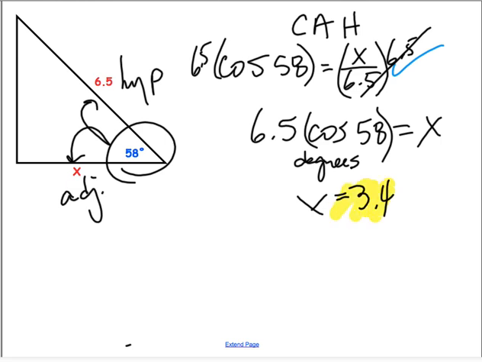And now all I got to make sure I do is check some reasonability, and we always talked about that last year. There's your answer. Is that a reasonable answer? Well, yeah, it is, because if this is 3.4, it is less than the hypotenuse, which we know has to be true. Hypotenuse is the longest side in every triangle.